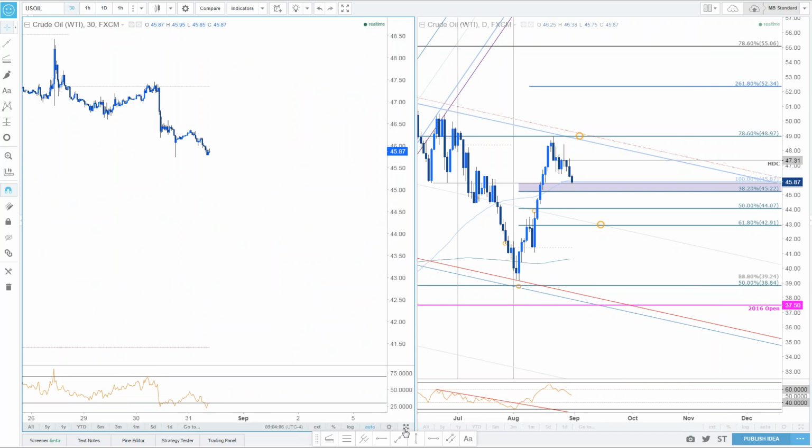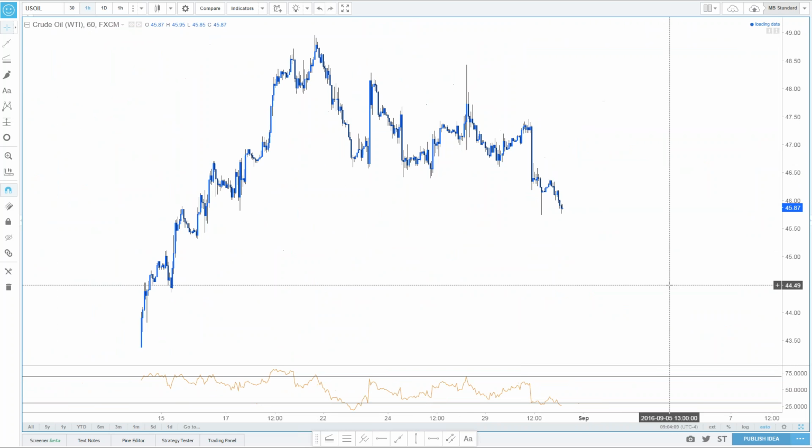Let's take just a quick look at the 30-minute or an hourly chart. I just want to see if we got anything going on here.